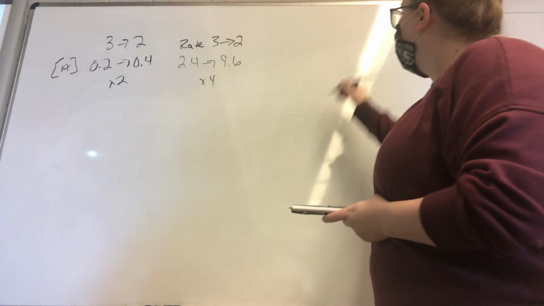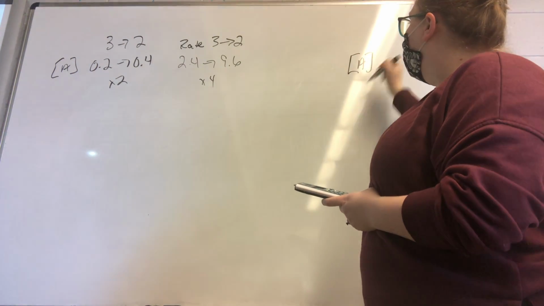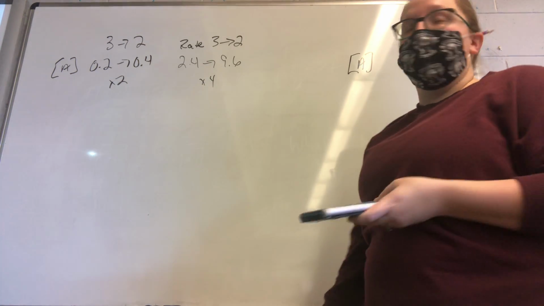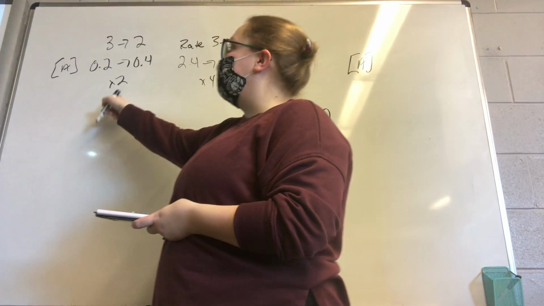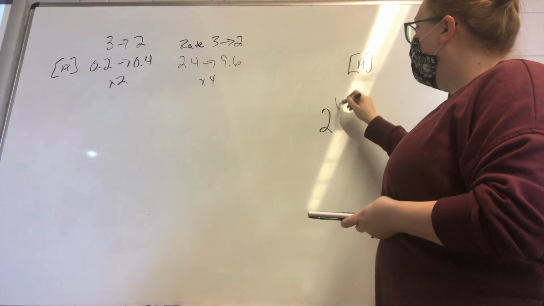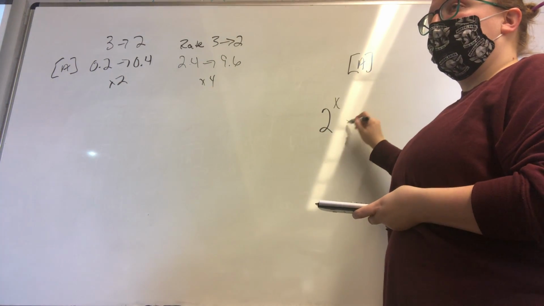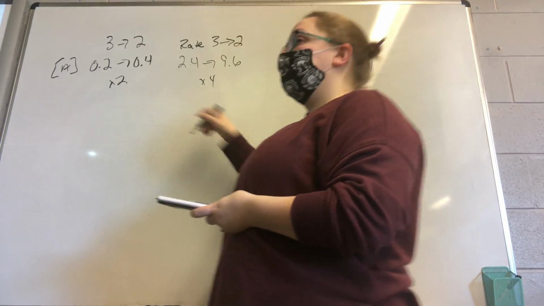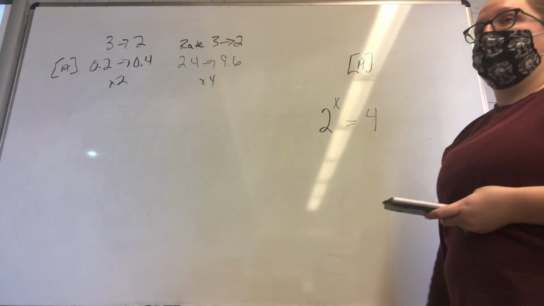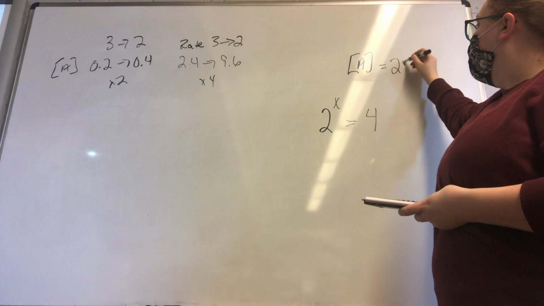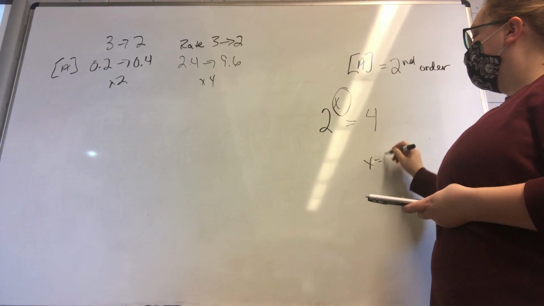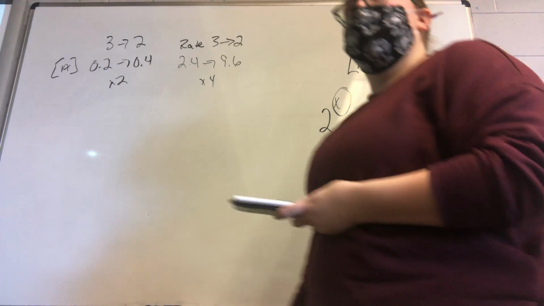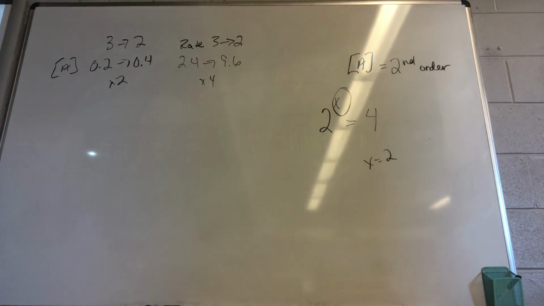So for A, we need to figure out if it's first, second, zero order, right? Remember, we always start with what the concentration changed. So 2 to the x will equal the change in rate. So A should be second order, because x would equal 2. We did this yesterday.